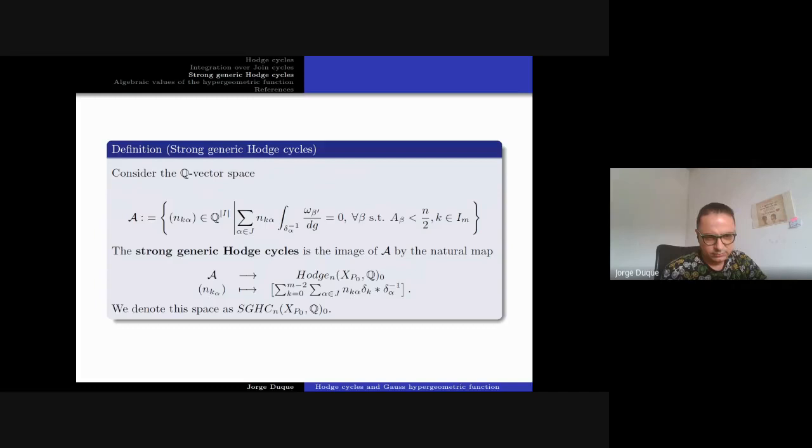We consider the vector space of vectors that satisfy this equation. We have a natural map, so that you take the vector and you assign this cycle. This cycle is one cycle in U, but for this condition, this means it's a Hodge cycle.